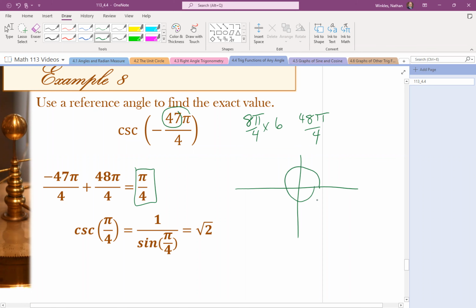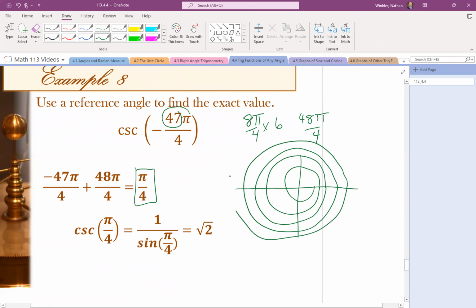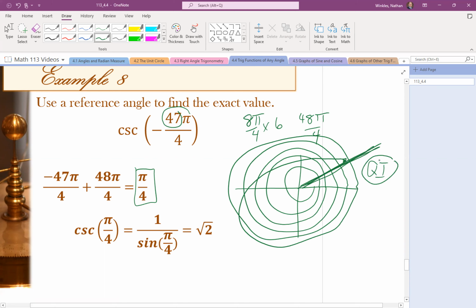And if we were to draw this out, negative 8 pi over 4, 16, 24, 32, 40, 47. So we're actually in the first quadrant. Since we're in the first quadrant, we follow the sine of pi over 4, which gives us root 2 as our answer here.